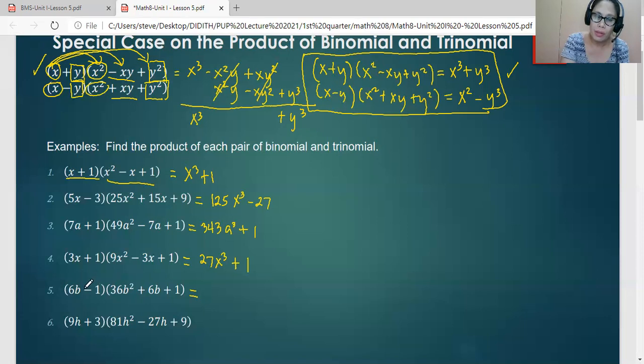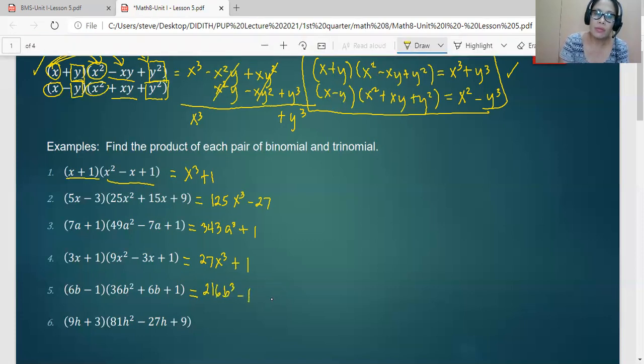the square of negative 1 is the third term of this trinomial factor, and the middle term here is the product of 6b and negative 1 times negative 1. So we have 6b here. So the product for number 5 is the cube of 6b, which is 216b cubed, and then minus the cube of 1.